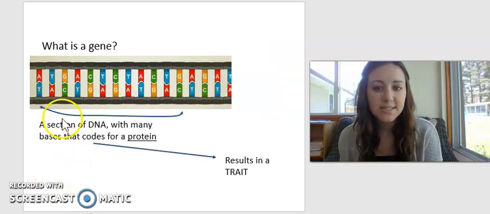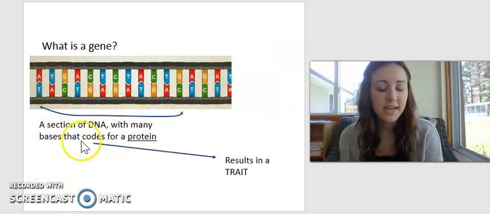And a gene is a section of DNA. It's going to have lots of bases, some more than others, and it's going to code for a protein, and those proteins are going to result in a trait.